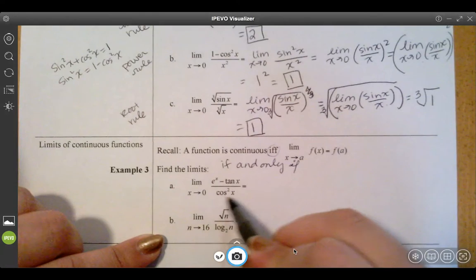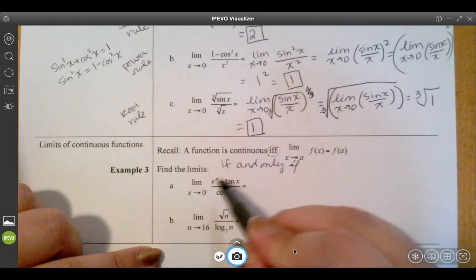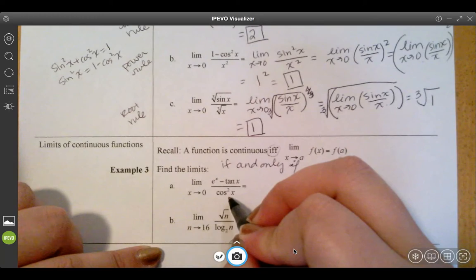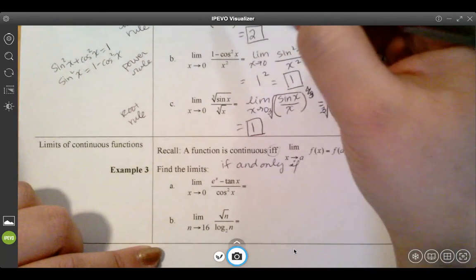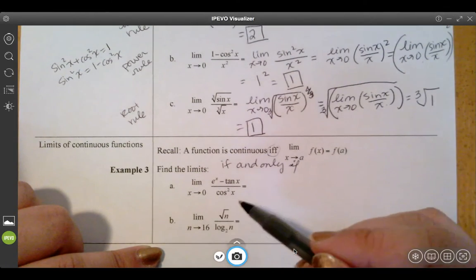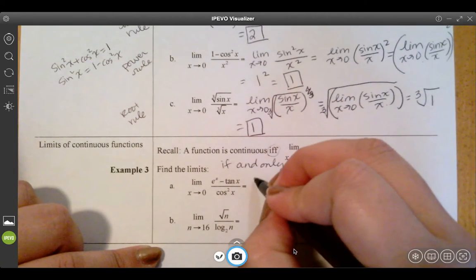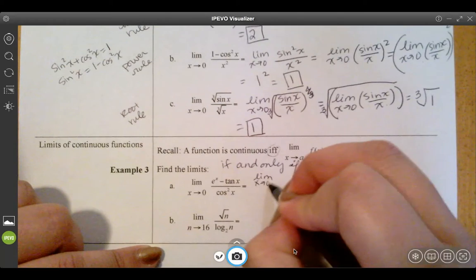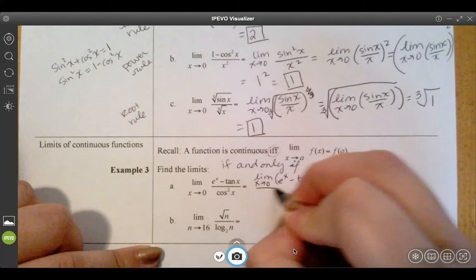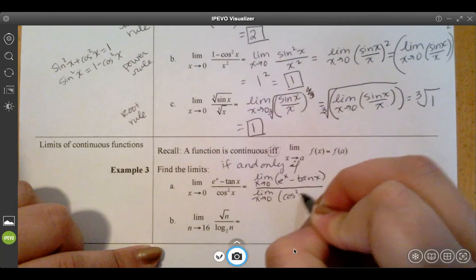So the first question is, how do I split this up into functions that I already know? Well, notice e to the x I know, tangent of x I know, cosine of x I know. So we can use the quotient rule here. Now, we didn't use it above because we were given a value with a quotient already. Here, we're not given any values, so we want to use all of the rules to simplify this until we can calculate it. So the quotient rule gives the limit as x approaches 0 of e to the x minus tangent of x, divided by the limit as x approaches 0 of cosine squared x.